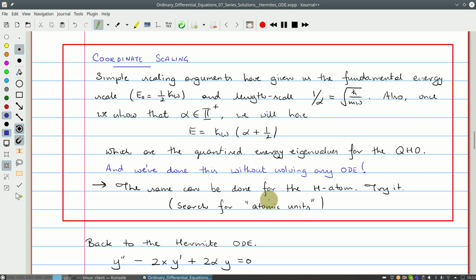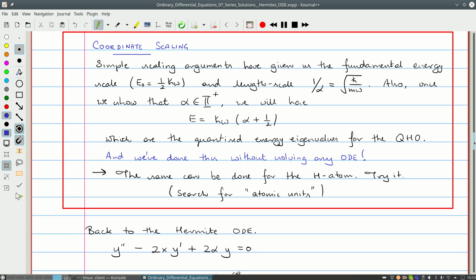You can perform coordinate scaling on the Schrodinger equation for the hydrogen atom, and you will find the Bohr radius and the energy of the ground state of hydrogen from there without actually solving anything. It's kind of cool to see it. Yeah, it's a powerful technique which is used in quite a number of branches of physics and engineering.